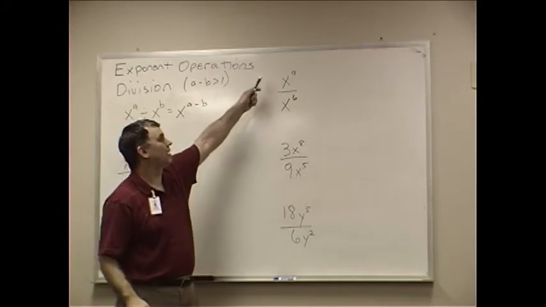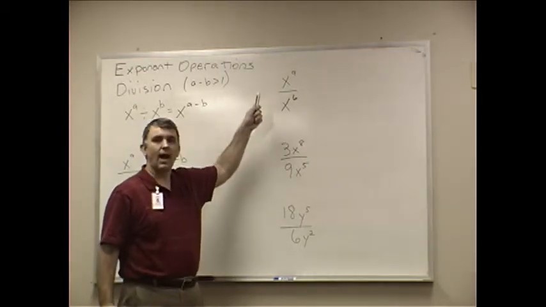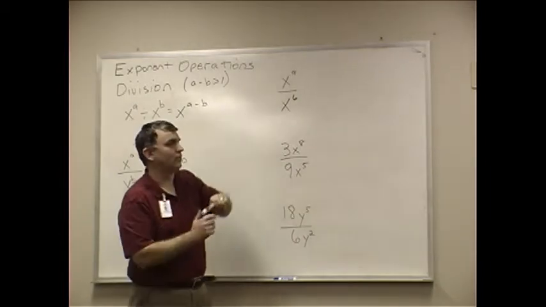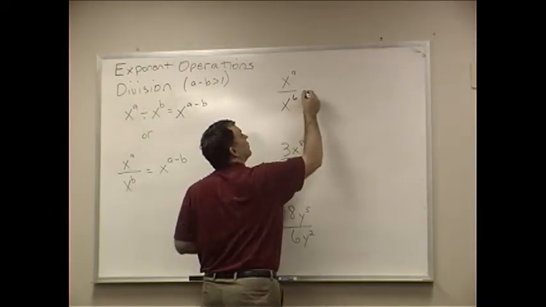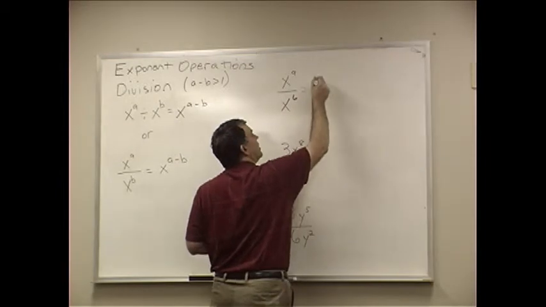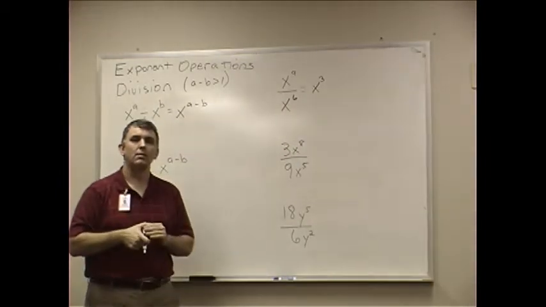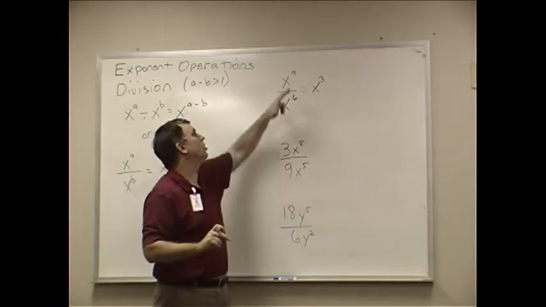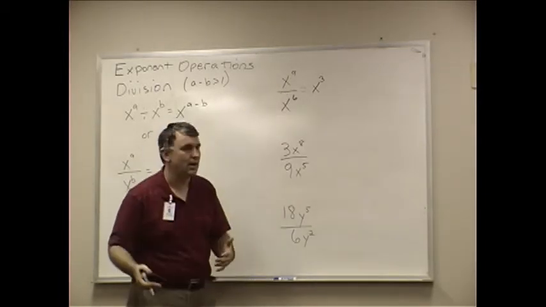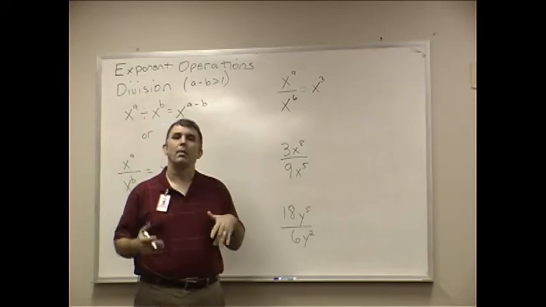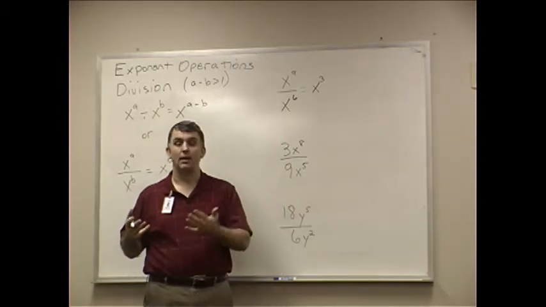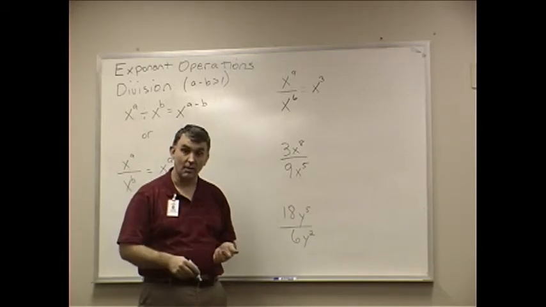For the first example, x to the 9th divided by x to the 6th. When we do 9 minus 6, this here gives us x to the 3rd. Now somebody might say, I don't understand how you got x to the 3rd. Sure, you subtract them, but I don't get it. If you remember with fractions, if you have the same thing on the top and the same thing on the bottom, you're allowed to cancel them out.